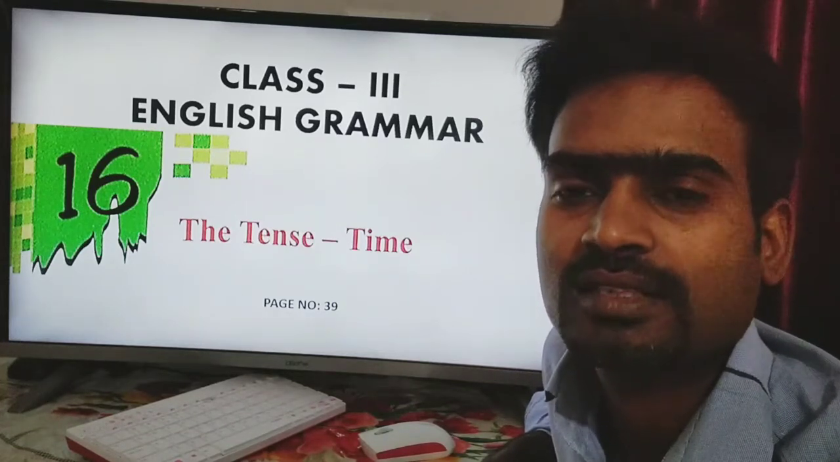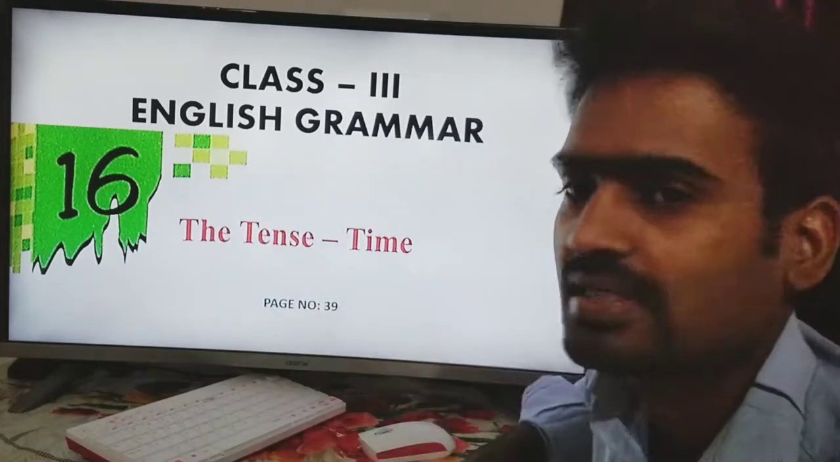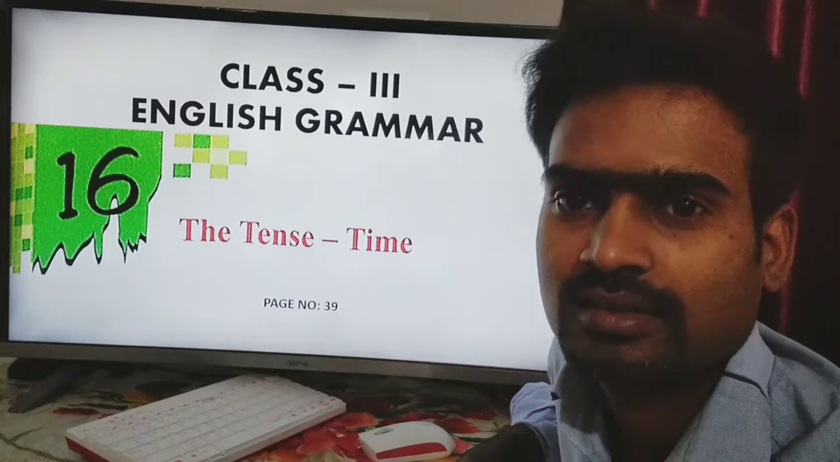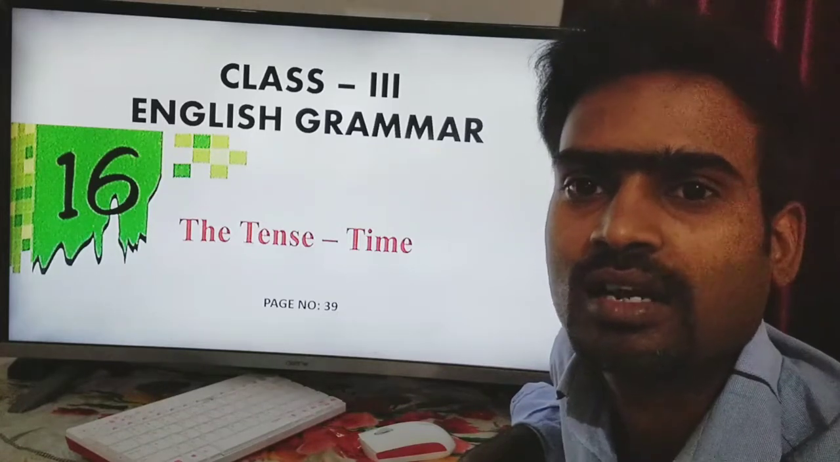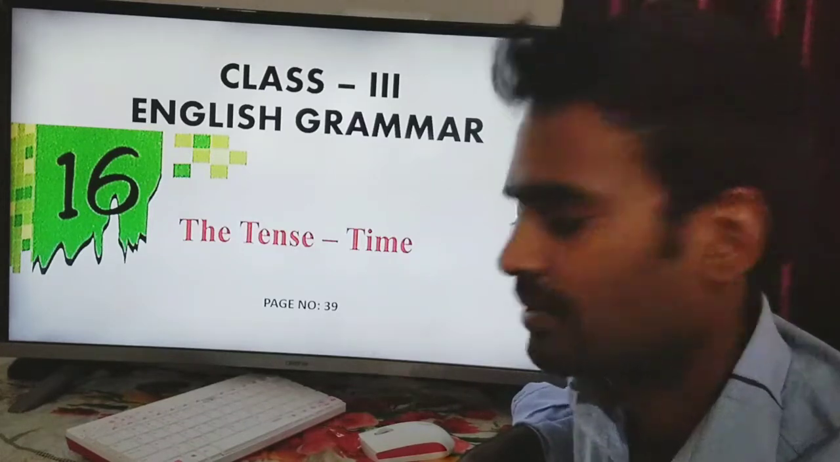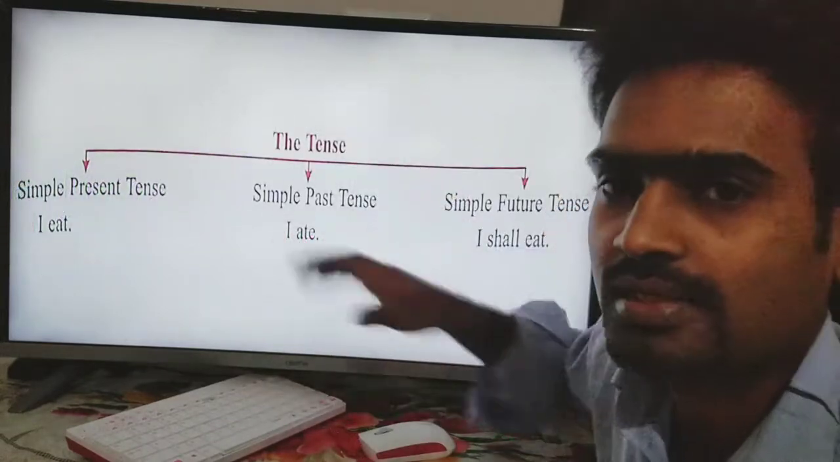In the last class, we started Chapter 16, the tense timing. We have almost completed this lesson and a few exercises are left. So today we shall finish it. Before starting our exercise, let's quickly go through this lesson.